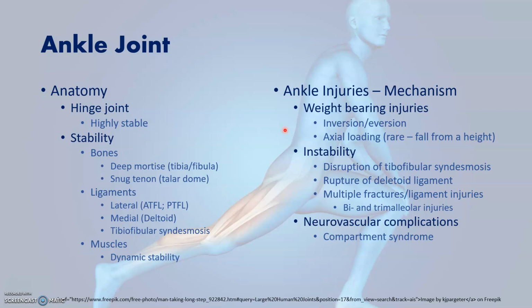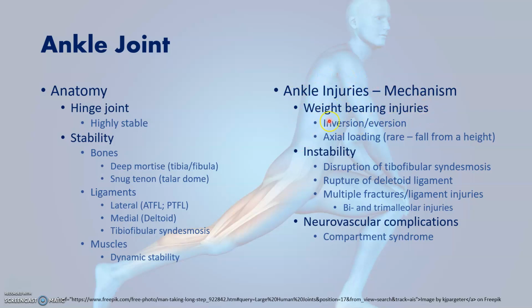This is reinforced by ligaments on the lateral side, the anterior and posterior tibiofibular ligaments, and the calcaneofibular ligament as well. Medially, the strong deltoid ligament holds the talus in place in relation to the medial malleolus, and finally the tibiofibular syndesmosis keeps the mortise snug. Muscles provide dynamic stability.